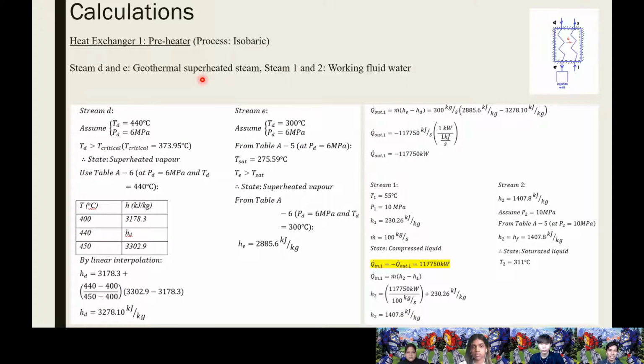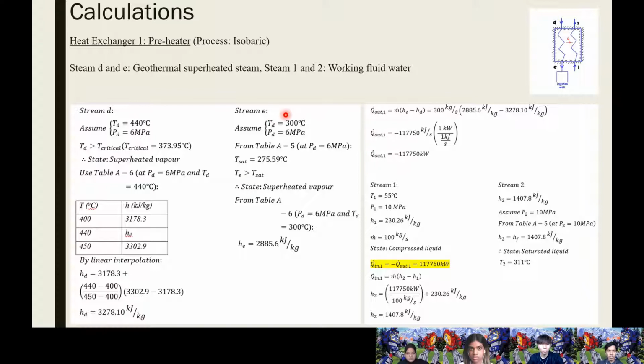And next is the heat exchanger 1, the preheater, and the process is isobaric. For stream D and E, it is the stream for geothermal superheated steam. We assume that it enters the preheater at 440 degrees Celsius and 6 megapascal. It is in the state of superheated vapor, so we use table E6, and by linear interpolation, we found that the enthalpy of stream D is 3278.10 kilojoule per kilogram.